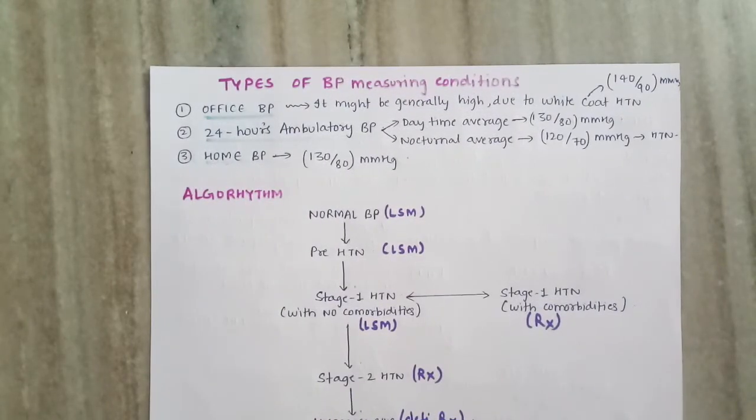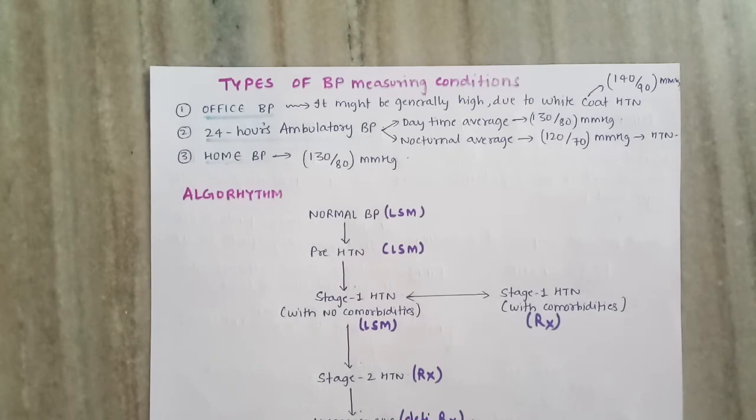In the office, patients are generally more anxious about seeing the doctor. They become more anxious, so the office BP will generally be 140 by 90 or more. But this does not signify whether the patient is hypertensive or not. So we can do home BP.